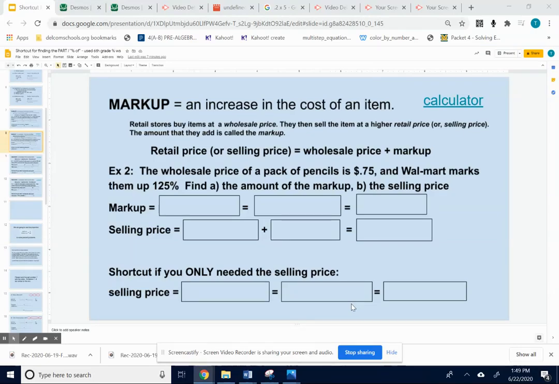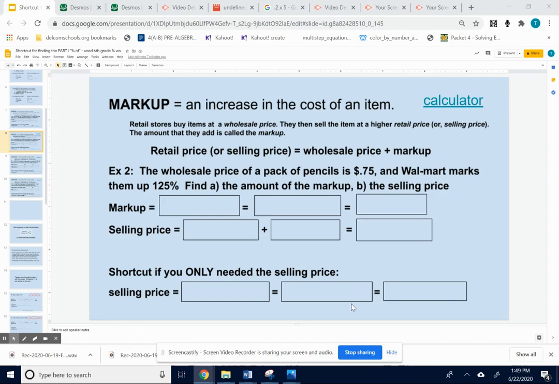Okay, let's do a problem involving markup. Markup is the amount of money that a store increases the price of something before they sell it to you. A store buys items at a price called the wholesale price, and then they sell it to you for a higher price, usually called the selling price. The amount that they add to the price is called the markup.